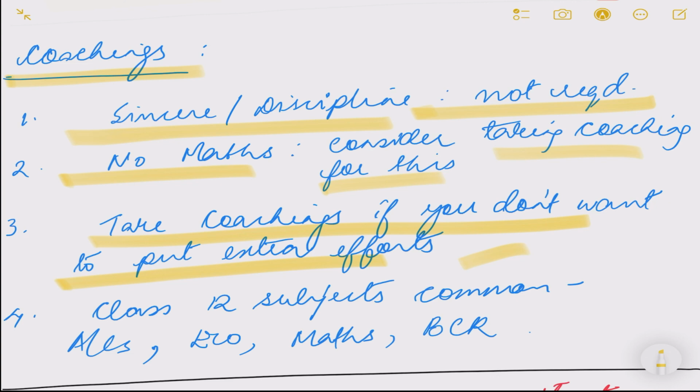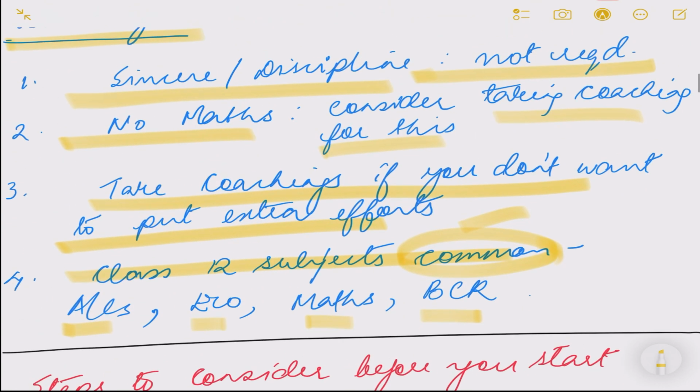plan your revision. For class 12 students, there are common subjects: accounts, economics, maths, BCR. BCR is English. Then law is different. BCK is again Business and Commercial Knowledge, which is an objective paper. So it is not that difficult to crack. So basically it's your call, students.